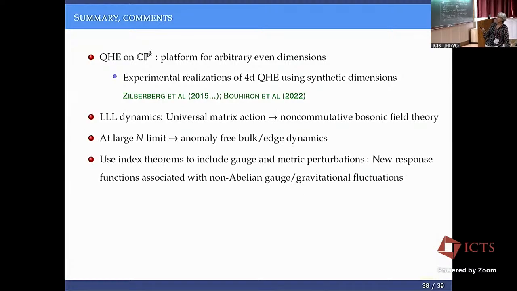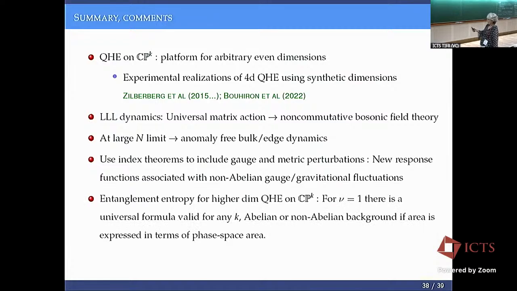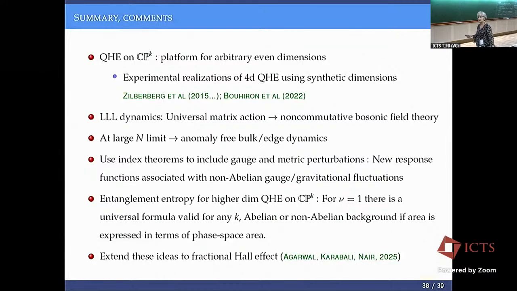Okay, so we have a universal matrix action, which corresponds to a non-commutative field theory. We used the index theorems to calculate the effective actions. I did not talk about the entanglement entropy. And then a question, of course, is how to extend these ideas to the fractional quantum Hall effect. And we did some recent work on constructing effective actions for some of the fractional quantum Hall effect states. Okay, thank you.